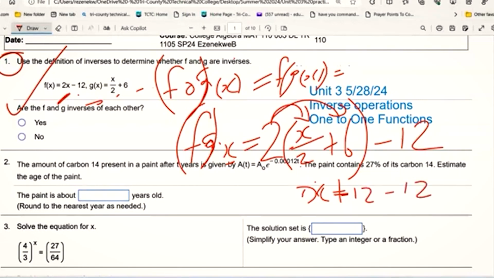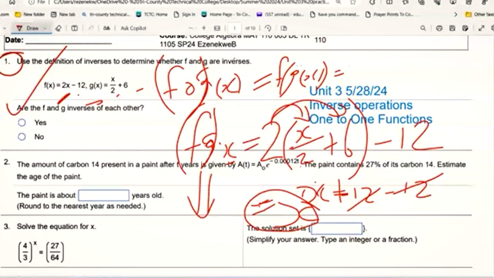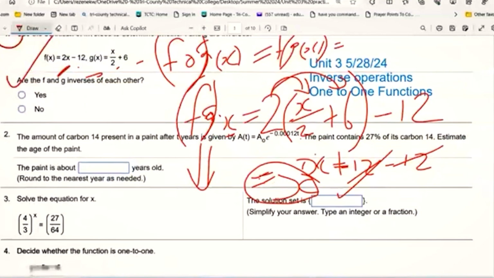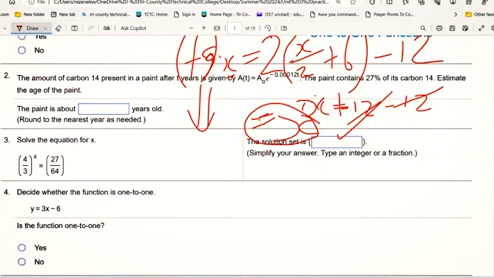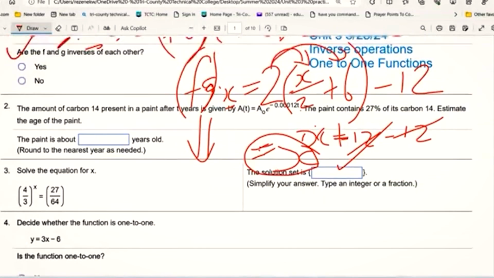Minus 12. 12 minus 12 will cancel. Therefore, f of g of x is equal to x. That's the test. So let's see if g of f of x, if it's going to pass the test also. So we are going to put in g of f of x.